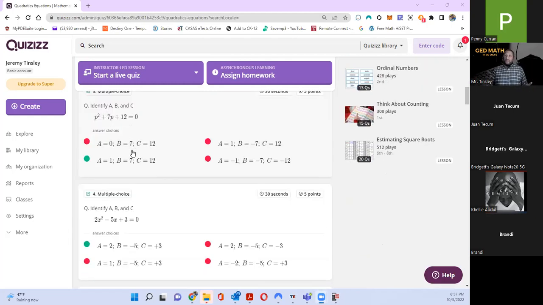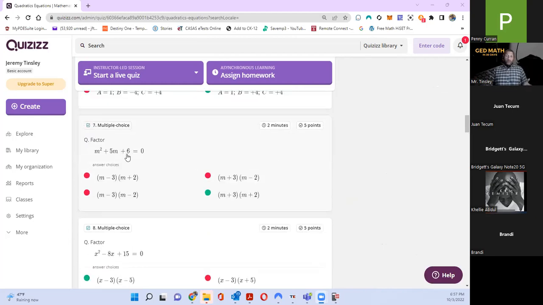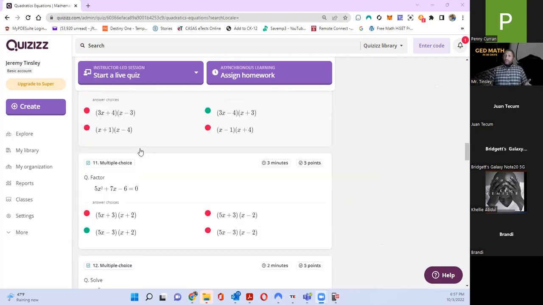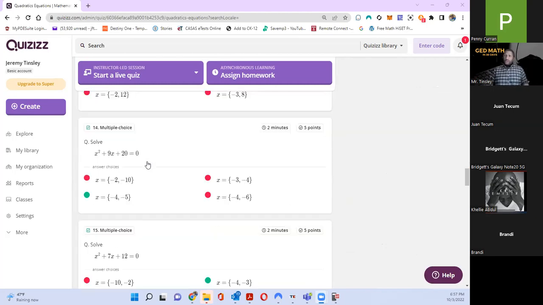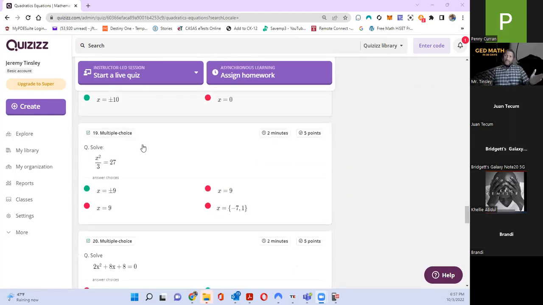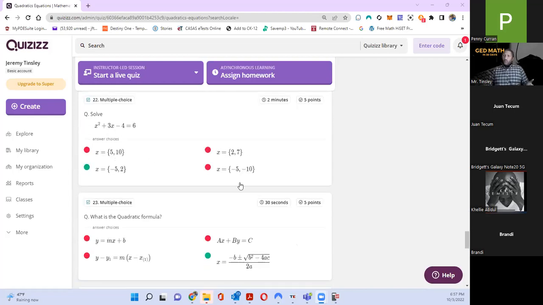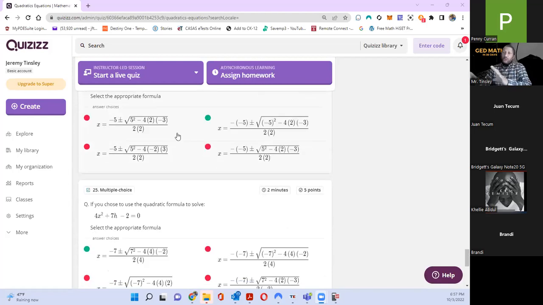Identify A, B, and C. So I got three of those problems. Factor, which of these is factored? Factor this quadratic equation, factor, and then solve. These are the things you're gonna have to do for quadratic equations. Solve. Get a little more difficult here. And then at the end, what is the quadratic formula? And then more difficult. I've made these questions for the task in the HiSET. These are questions you might see on the HiSET.